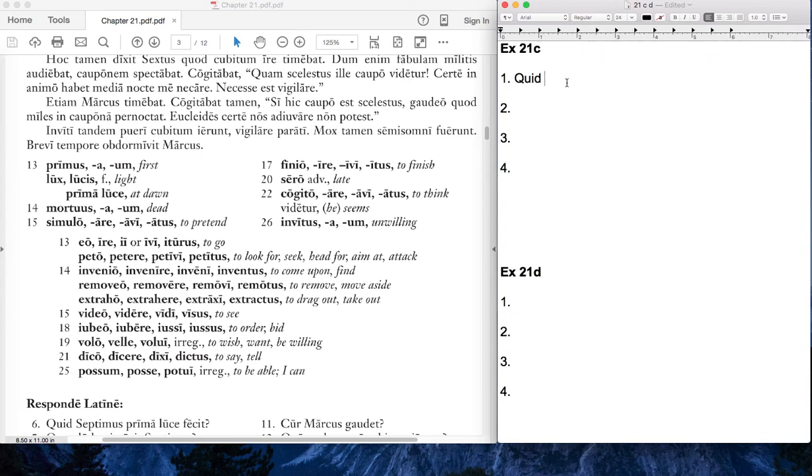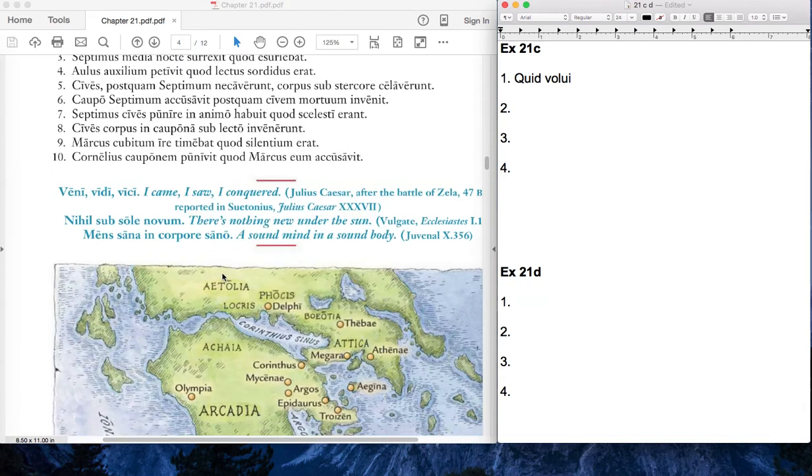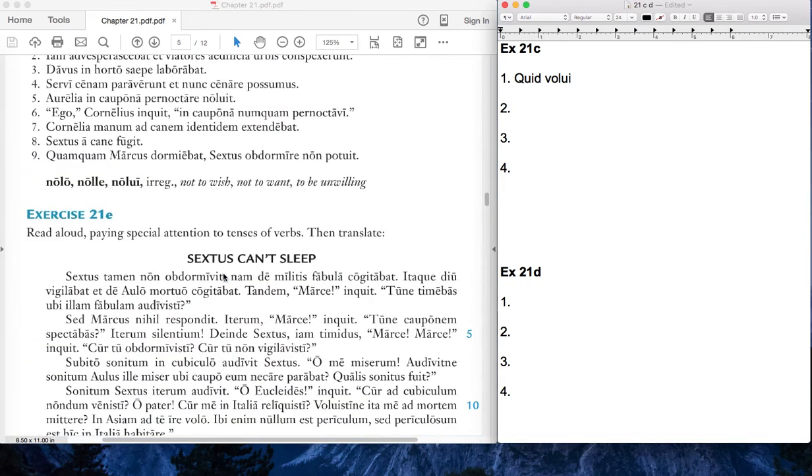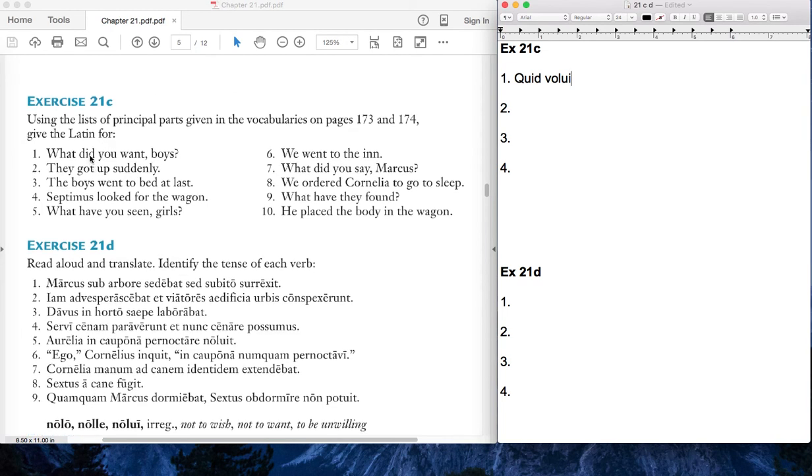I'm actually gonna write this here. I gotta back that off. I'm gonna write volui. Now that's not the right form for the person and number we need, but I'm gonna start with this just to show you. So volui is a perfect form though, and that is the form we're looking for. That's the tense we're looking for in 21C here, because it is what did you want? Not what do you want or what were you wanting, not present, not imperfect, but perfect. So we're going to start with the perfect, the third principal part.